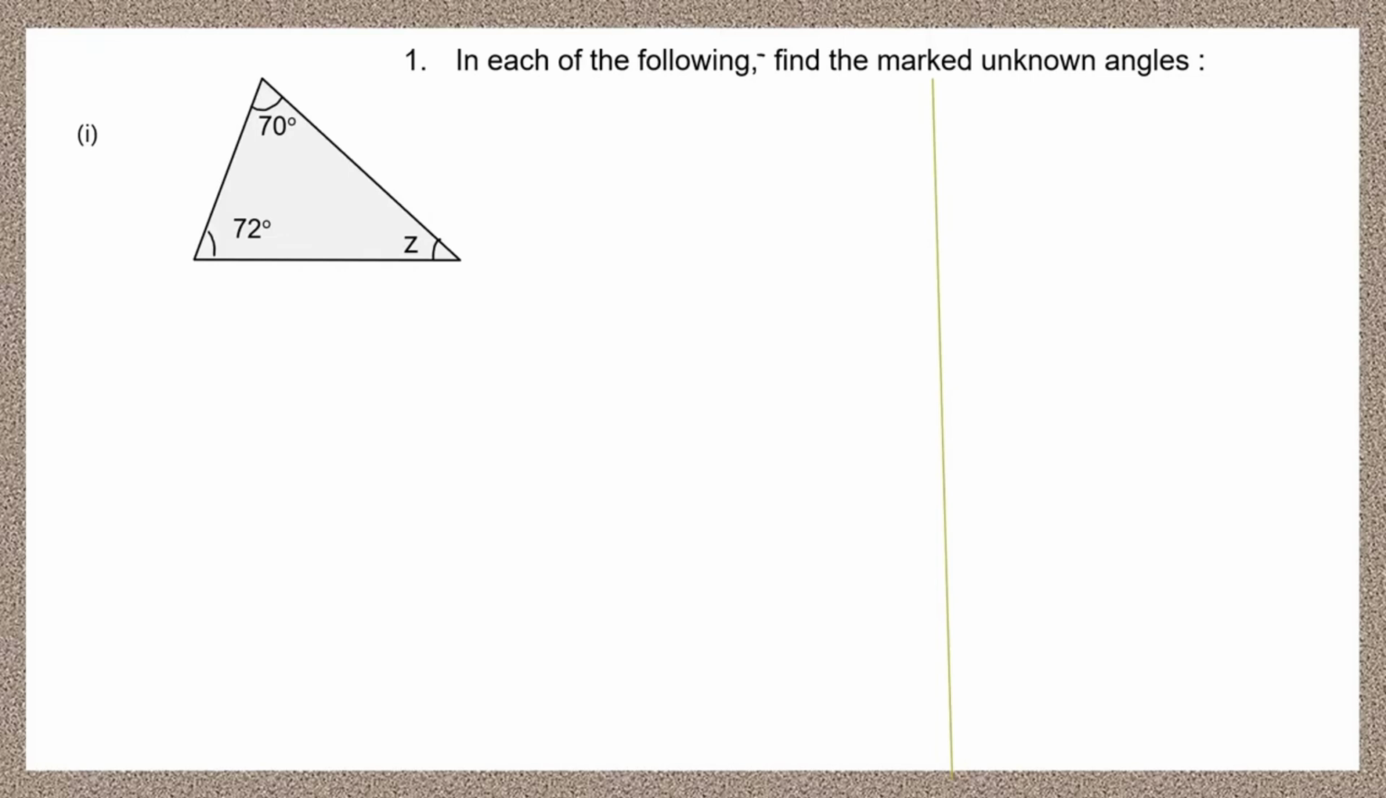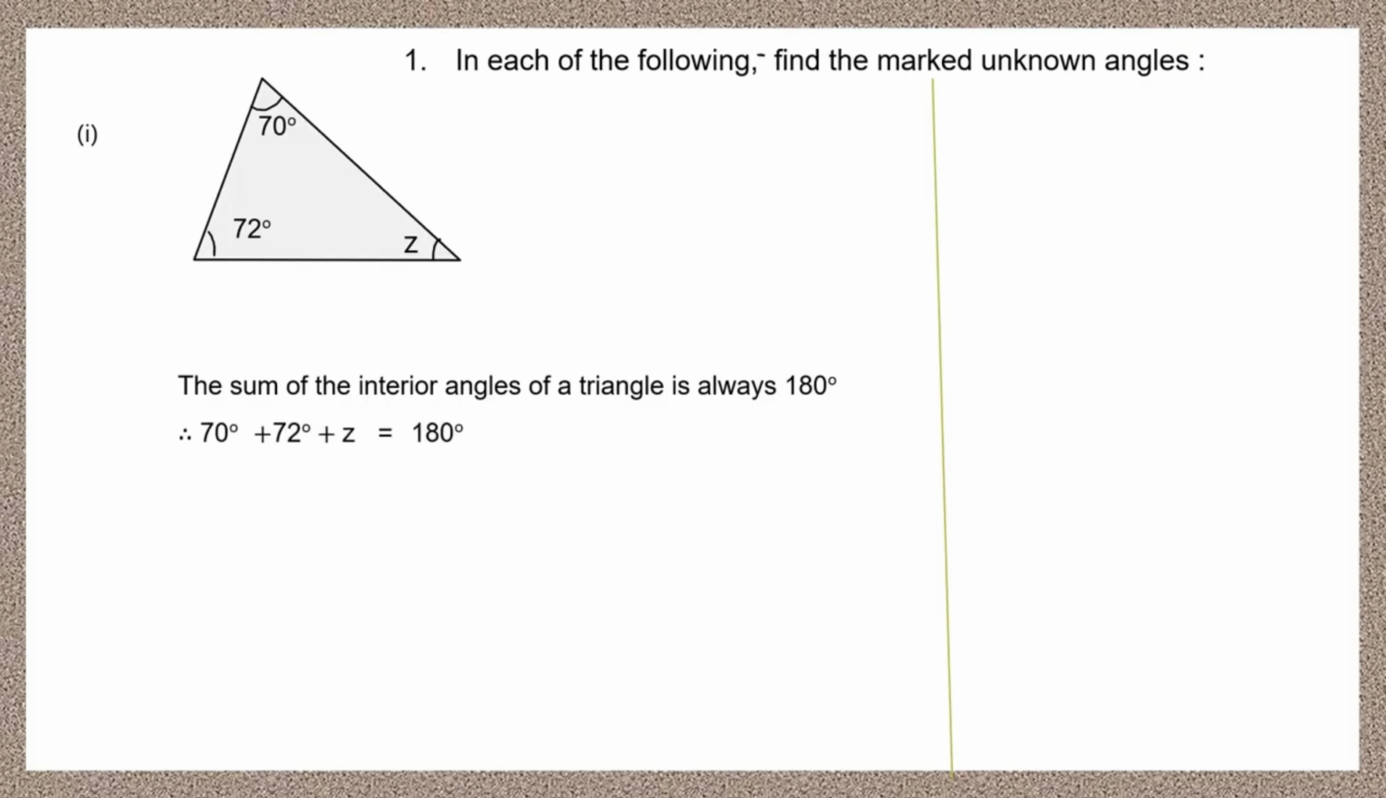Now there are three interior angles in a triangle. So we have 70 degrees, 72 degrees and Z. Now there's a very important property which says the sum of the interior angles of a triangle is always 180 degrees. So if you add up all three angles, it should be equal to 180 degrees. So in that case, 70 degrees plus 72 degrees plus Z should be equal to 180 degrees.